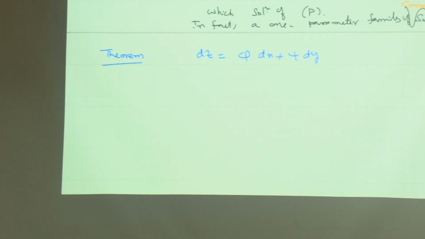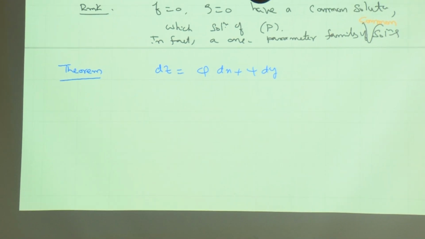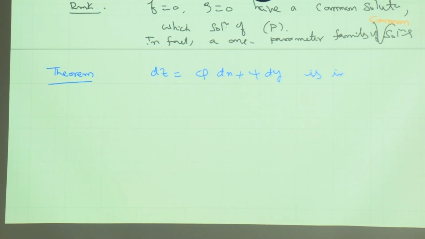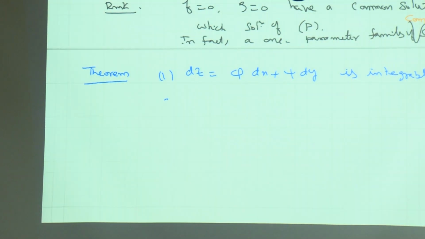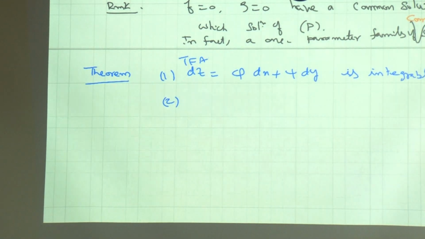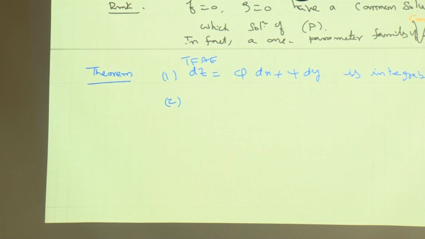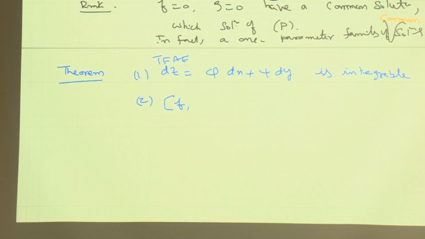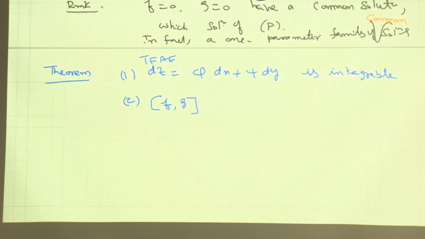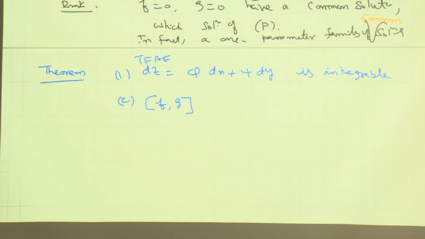We already have this: dAz is equal to phi dx plus psi dy. That is integrable if and only if there is some nice thing. This is called the Jacobi bracket, or some bracket. There is a formula.